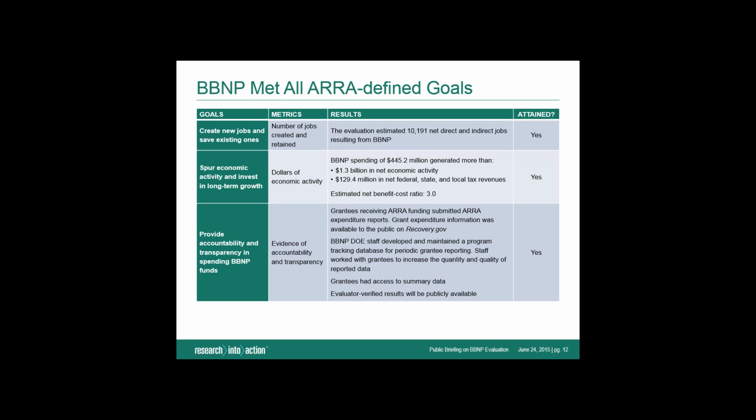So here are the ARA-defined goals. The ARA-defined goals, as you can see in the dark green column, are fairly high-level goals. Create new jobs, spur economic activity, provide accountability and transparency. All of these were attained. Jobs were created, dollars of economic activity were invested and increased, and there was an estimated net benefit cost ratio of 3 to 1 from the expenditures.